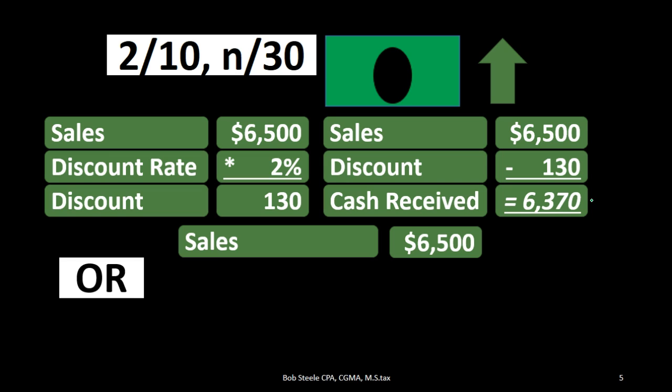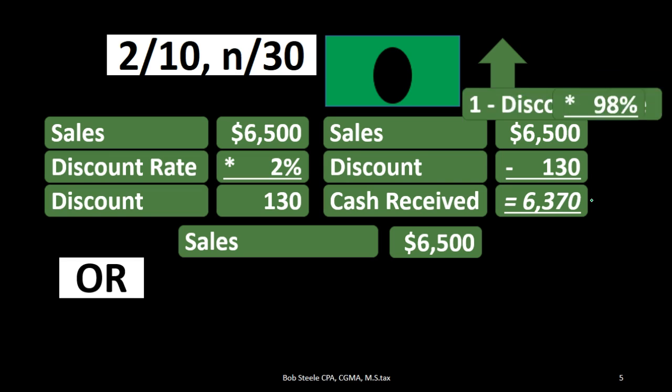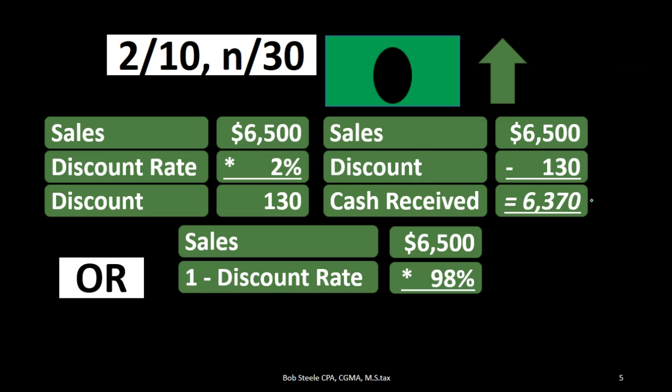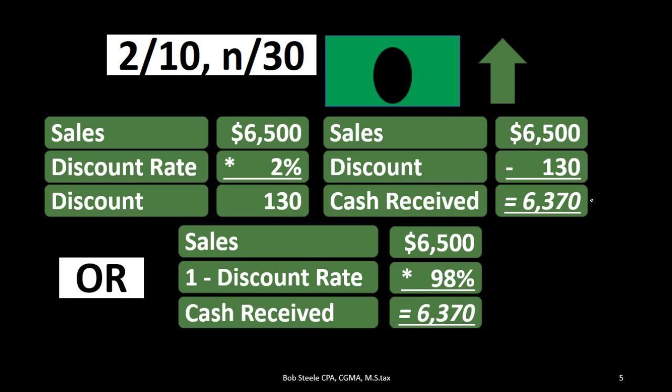It would be $6,500, times 1 minus the discounted rate, or 100% minus the 2%, meaning that if we're not going to pay 2%, we are going to pay 100% minus 2%, or 98%. And that means we're going to pay 6,500 times 98%, and we get to that same 6,370, being what we're going to pay after the discount.